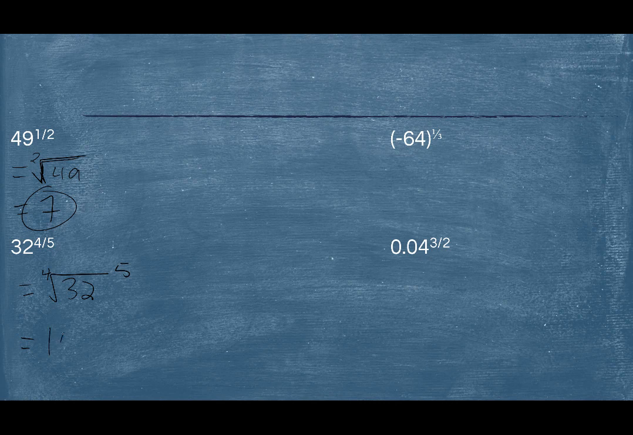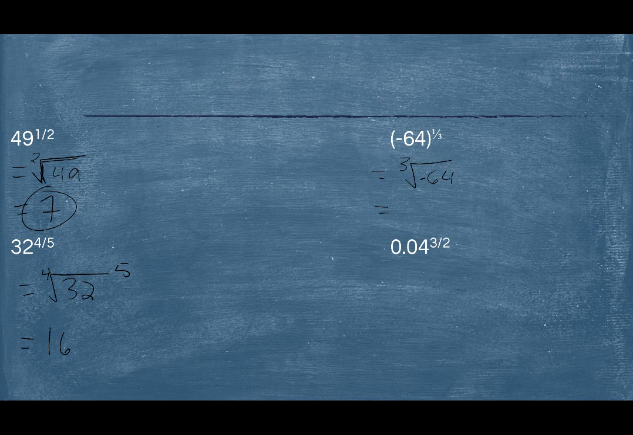And it equals 16 if you type it in correctly. 16. Top right, I've got negative 64 to the power of 1/3. So that's going to be equal to the third root of negative 64. It's okay because it's the third root. And I'm going to type that in right here.